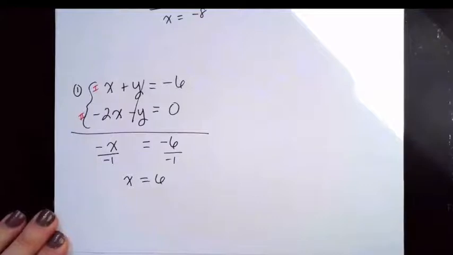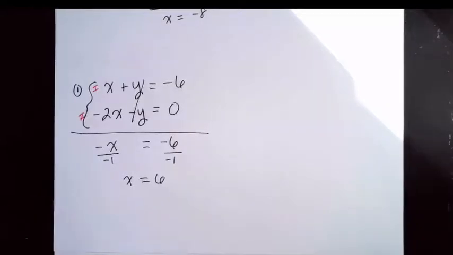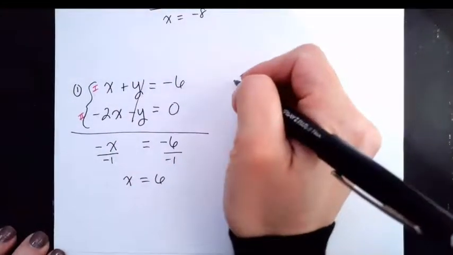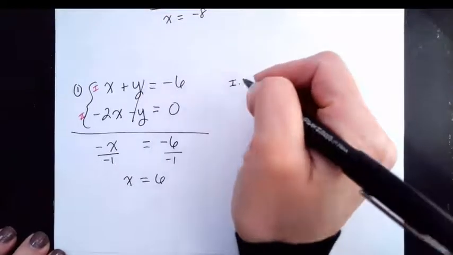So far I have the x coordinate of my solution. I need the y coordinate. So in order for me to get the y coordinate, just like we did with the substitution method, we choose one of the equations and we plug in the x to get the corresponding y value. I'm going to choose the first equation just because the coefficients are a little bit easier to deal with.